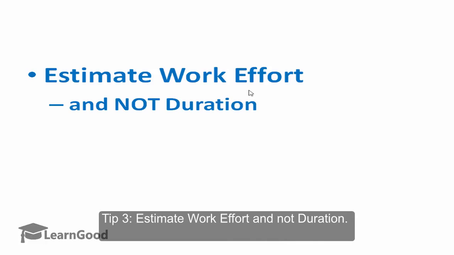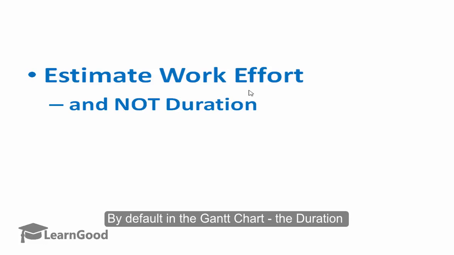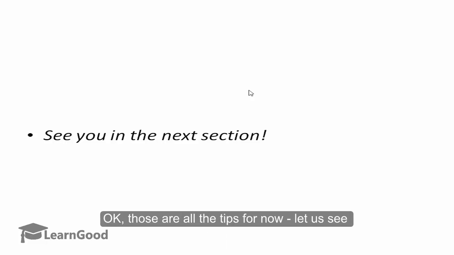Tip 3. Estimate work effort and not duration. By default in the Gantt chart, the duration column shows up. But in real life, your estimations are almost always with work effort. So clearly understand the distinction between the two. Use a duration only when you really mean it. Otherwise, your numbers actually mean work effort. Okay, those are all the tips for now.